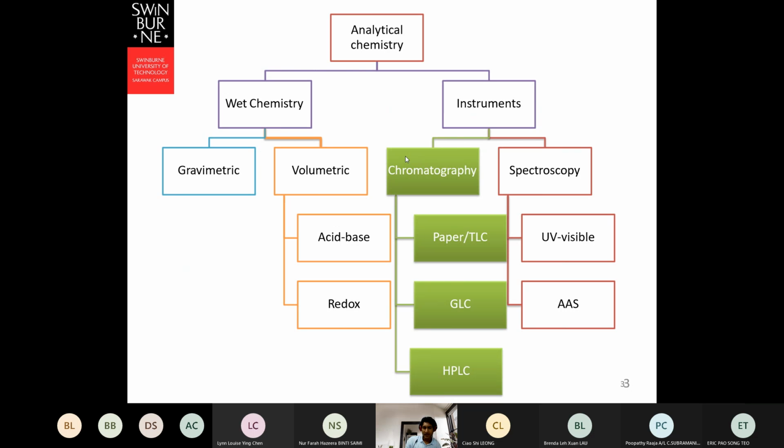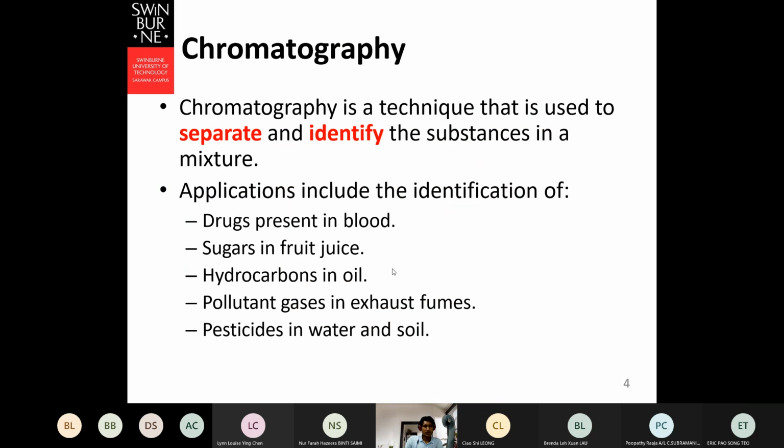And that is why chromatography is under instruments, and it is a very important thing for investigative researchers. So under chromatography, you will see paper and TLC chromatography, GLC and HPLC at the end, but we will not go much into HPLC and GLC; we will just introduce what those things are. Right. What is chromatography actually?